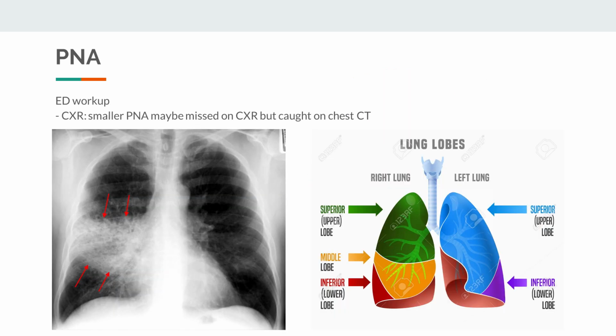A chest x-ray, which we obtain for pretty much every chest pain and shortness of breath patient, is actually one of the best ways to look for pneumonia. You can see in this example that there are infiltrates in the right middle lobe, indicating a right middle lobar pneumonia.